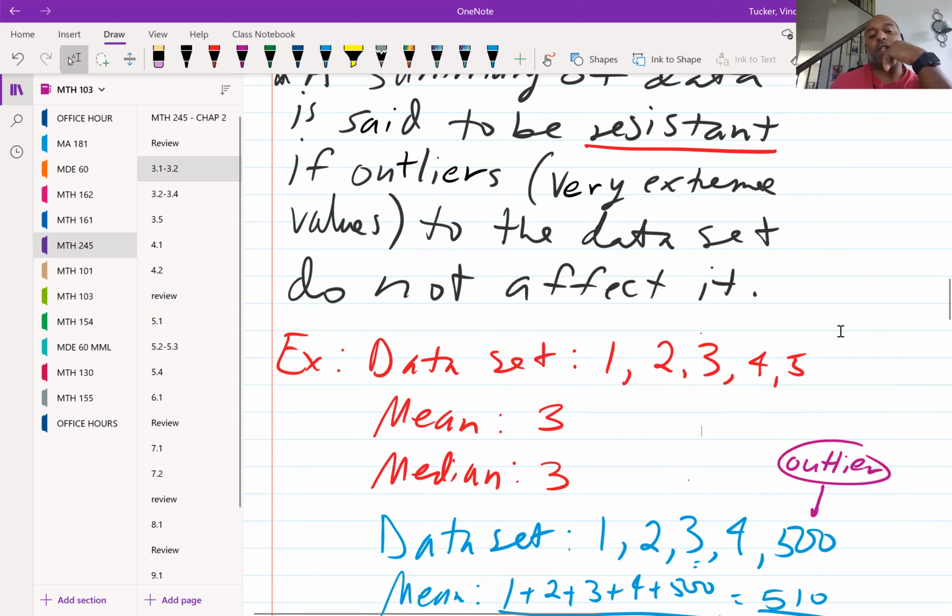All right, so let's say we first have the data set 1, 2, 3, 4, 5, we've already seen those numbers. The mean would be 3 and the median would be 3. We already established that going through the mean and median. But now we're going to compare it to the next data set.